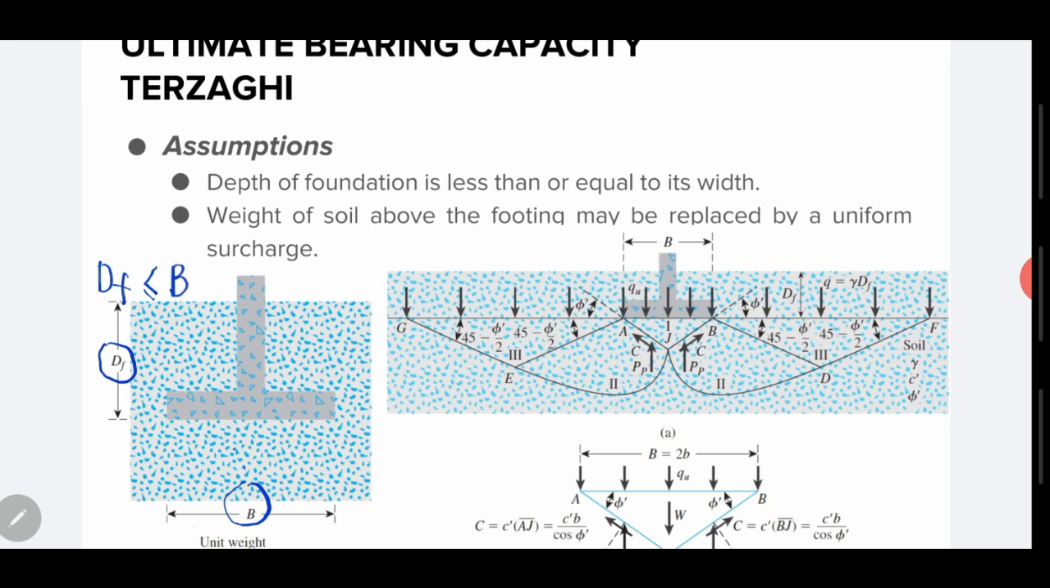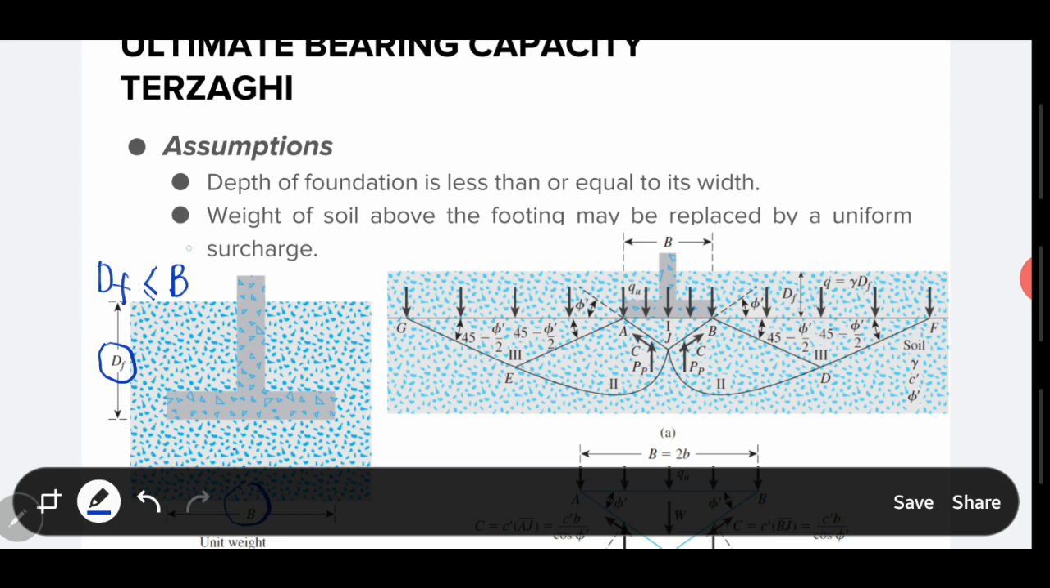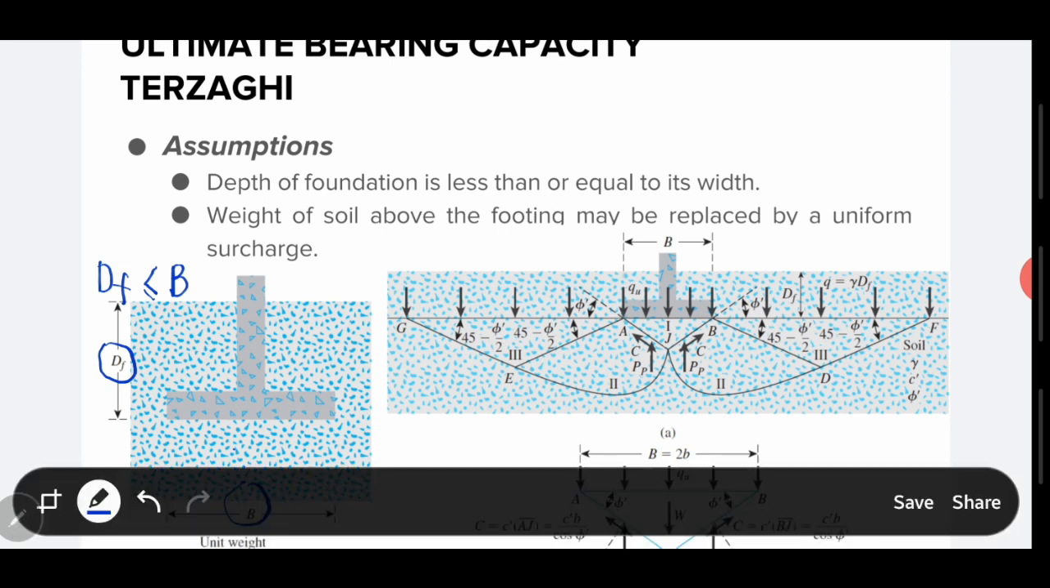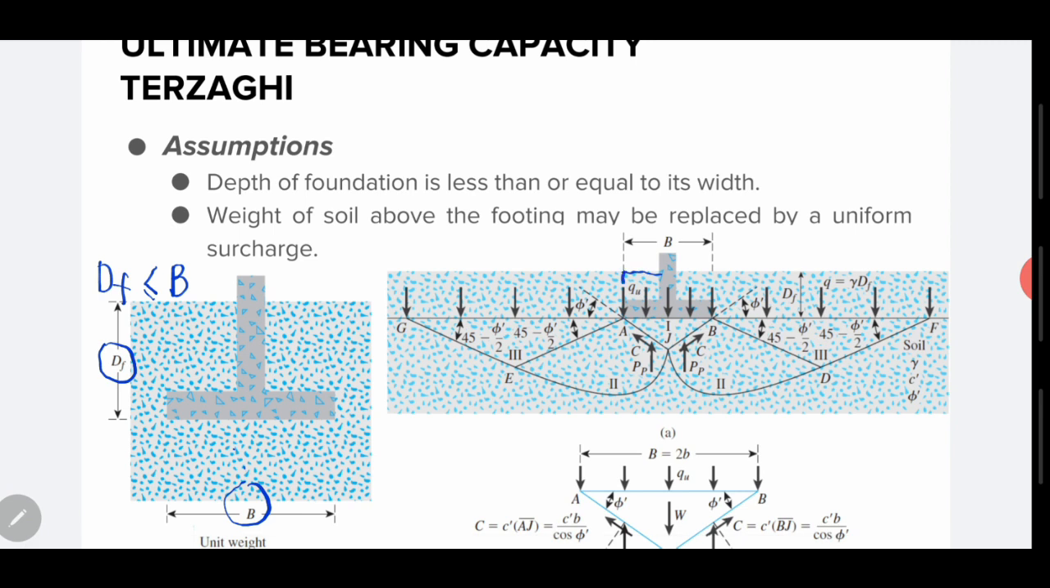And next, the weight of soil above the footing may be replaced by a uniform surcharge. So we assume that the soil above the footing is the surcharge.